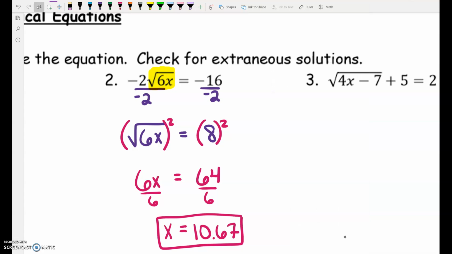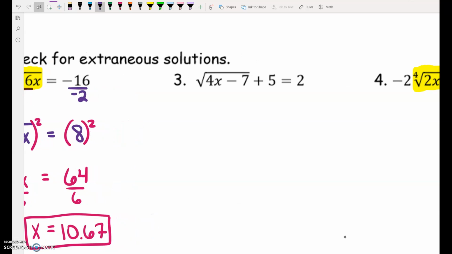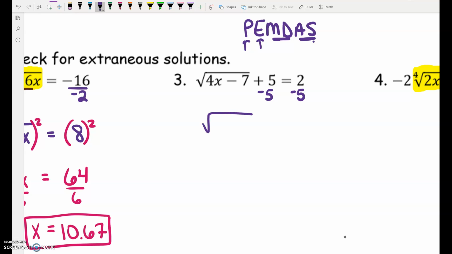Number 3, we would start by subtracting 5. Remember, you always start with the addition or subtraction. It's like we're doing PEMDAS backwards. When you're solving equations, you start with addition and subtraction, then you do division or multiplication, then you deal with exponents, then you deal with parentheses. You do PEMDAS backwards when you're solving. So we have the square root of 4x minus 7 equals negative 3.